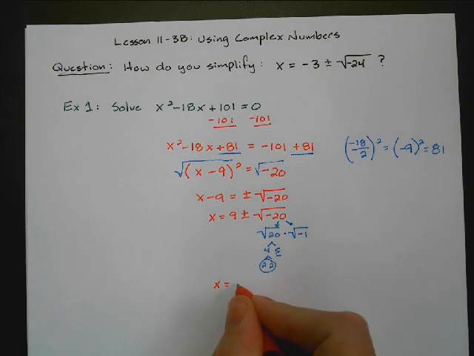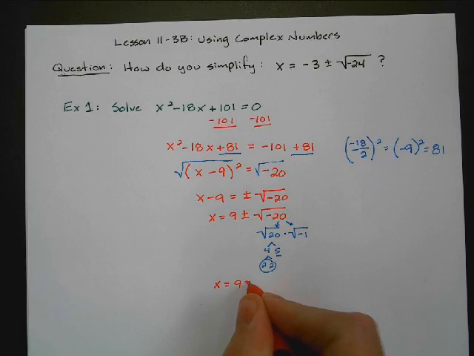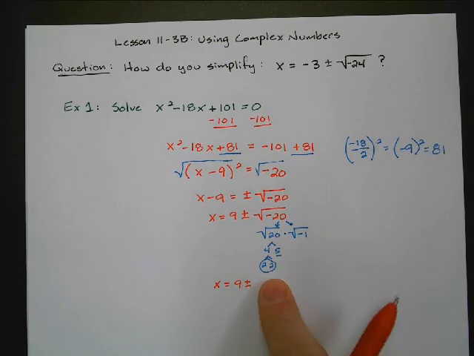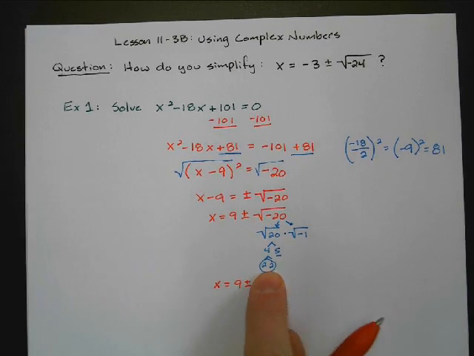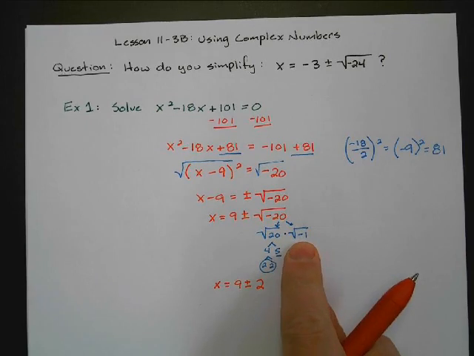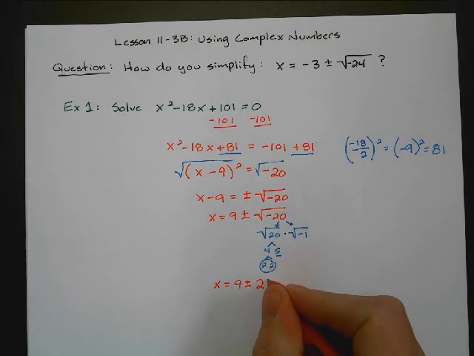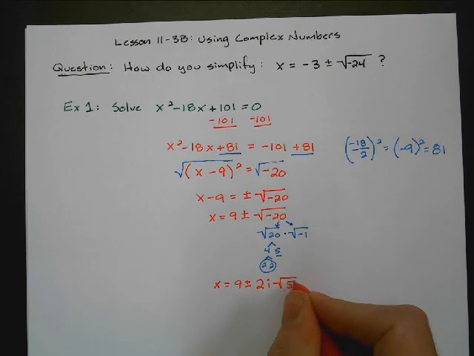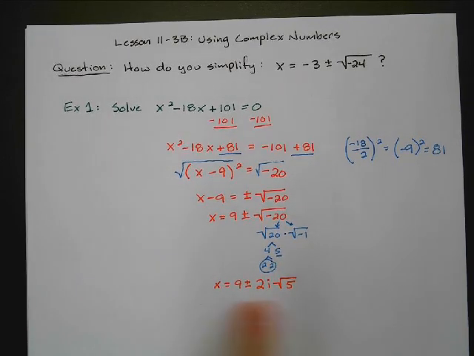I get x equals 9 plus or minus. Remember, it's like Friday night for reducing radicals. Couples can go out, so this 2 goes outside. The square root of negative 1 becomes i. And then root 5 is a single. So it's Friday night, singles have to stay home. So there you go, there's our final answer: 9 plus or minus 2i root 5.